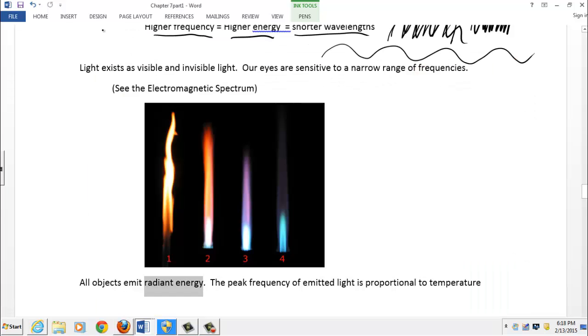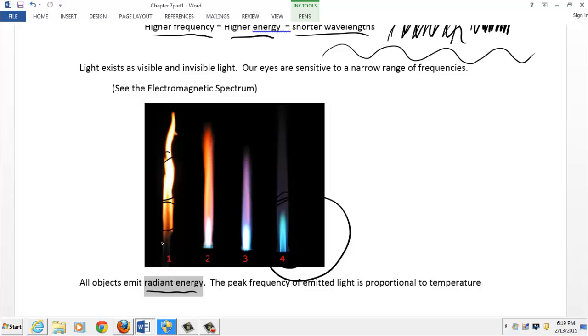Okay, so it turns out that all objects emit radiant energy, emit light, and if it's hot enough, like this flame, then we can see that light coming out. And actually, as you look at the colors of these flames, you can probably guess which one's the hottest. Yeah, the blue. The more blue it is, the higher the frequency, the hotter the flame. And the yellows and the reds and oranges in there are lower frequencies of light and less energetic.